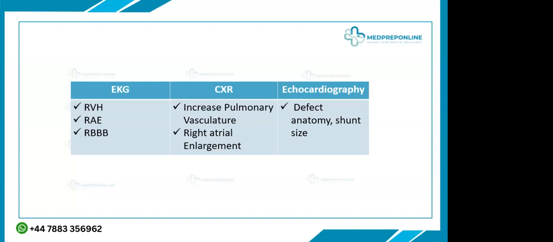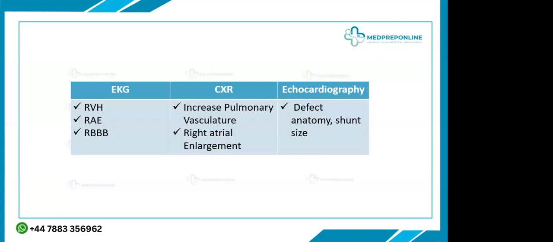In postductal coarctation, that will present later in life, and there will be associated clinical signs, the hypertension in the upper limbs along with weak lower limb pulses. So there will be a very clear explanation and clear clinical signs and symptoms of coarctation of aorta.